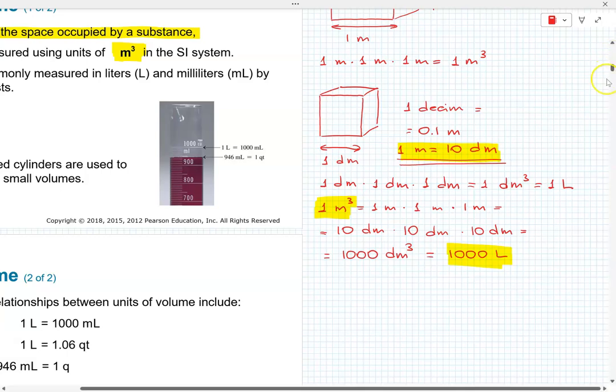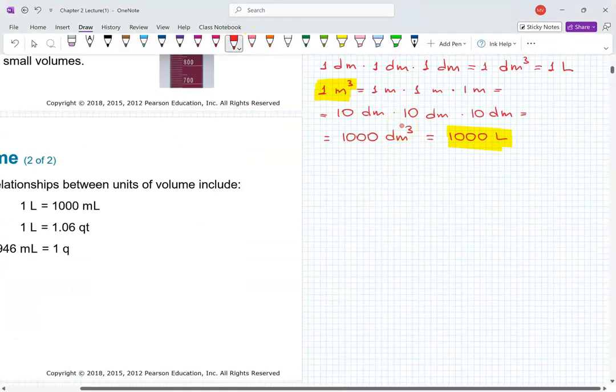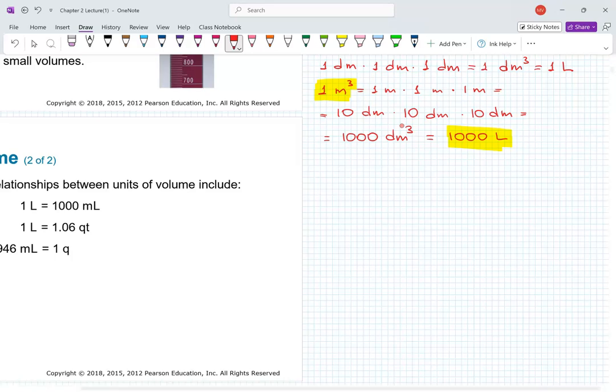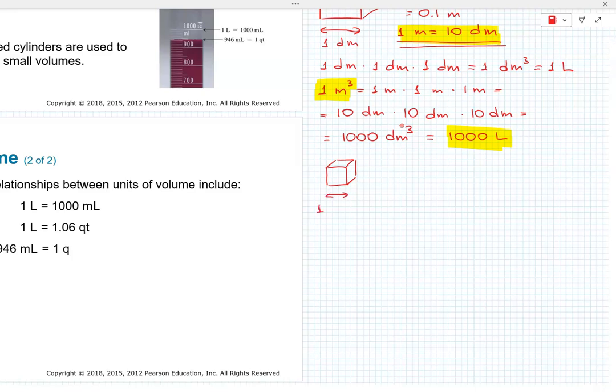I'm going to torture you with one more. So if you have a tiny little cube with a side of 1 centimeter, okay?